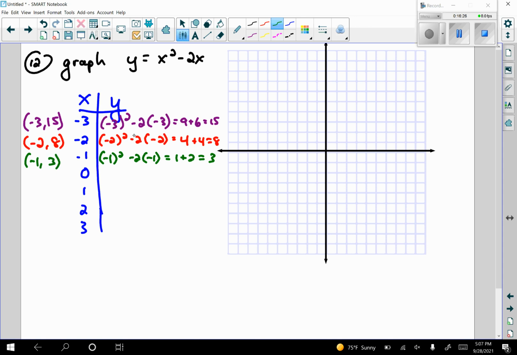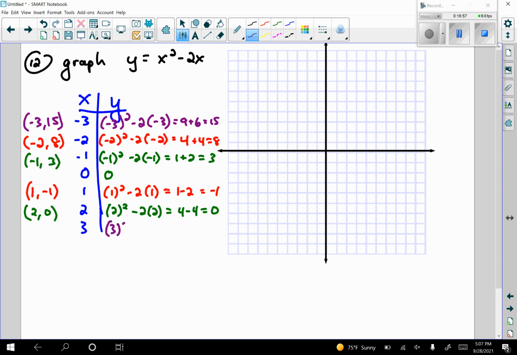0 is easy. That's just 0 minus 0. Now if we have a 1, we'll have 1 squared minus 2 times 1. So that becomes 1 minus 2, which is -1. And then we'll have 2 squared minus 2 times 2. We'll get 4 minus 4, so that's 0. So we'll have 2, 0. And then lastly, we'll have 3 squared minus 2 times 3, so it becomes 9 minus 6, which is 3. So then we have 3, 3.